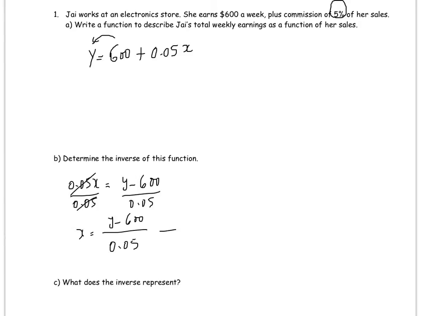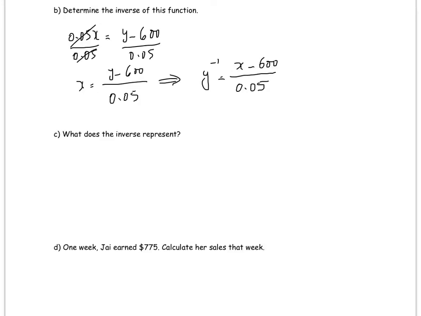And the last step, as we know, we are going to replace x with y⁻¹, which is the inverse function, and replace y with x, so y⁻¹ equals (x minus 600) divided by 0.05. The next part of the question asks, what does the inverse represent? The inverse in this case represents the total sales if the weekly pay is given. So if I know how much is going to be paid, I can find the total sales using the inverse function.